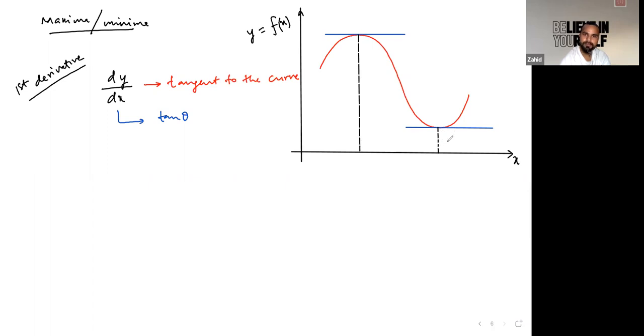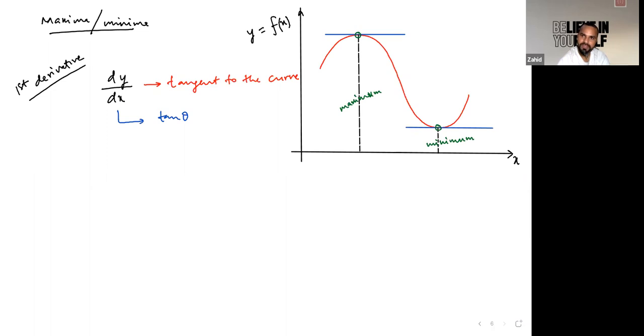Is it clear? Nabila, is it clear? Yes, sir. So this point will be the highest point and this point will be the lowest point related to this particular function. So we can call it maxima or maximum value, or minimum value related to this.